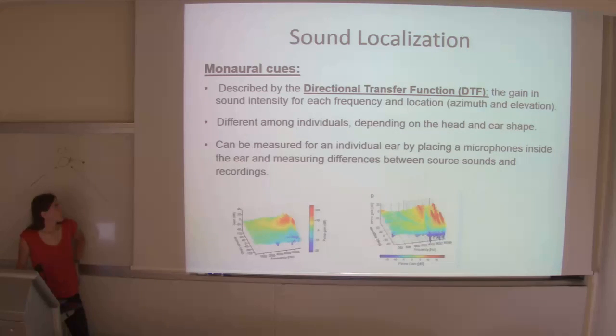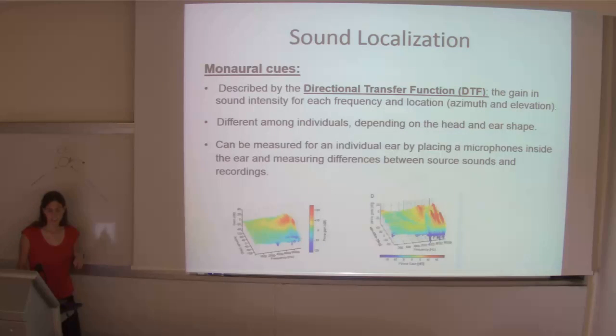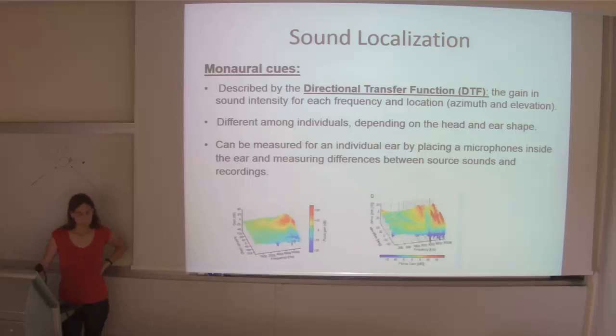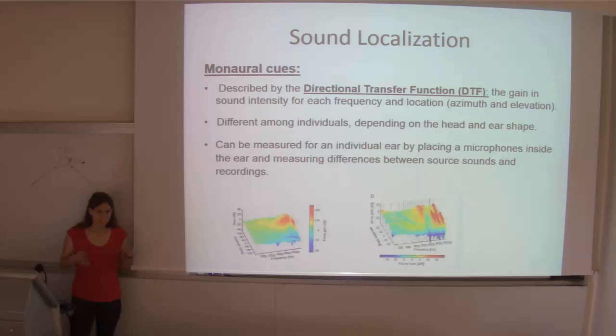So those cues can be described by the directional transfer function. This function explains for each azimuth and each location in space how much the sound is attenuated for those conditions. And it's different among different individuals due to differences in the head and the ear shape, but it's pretty similar, so it can be evaluated. And it can be measured by placing microphones inside the ear, playing sounds, and then comparing what we record to what we play.